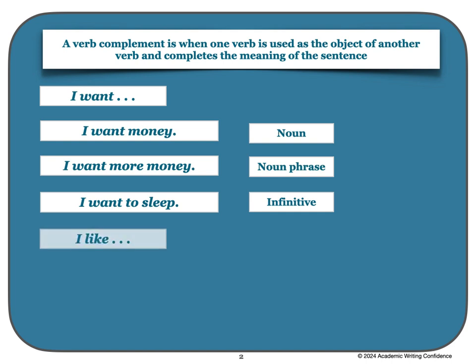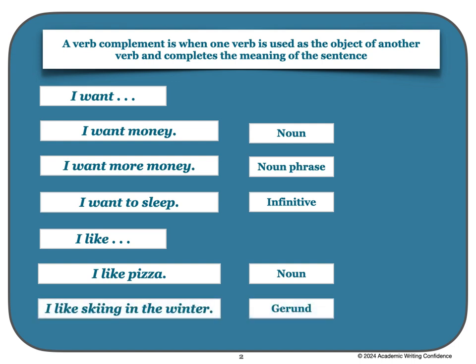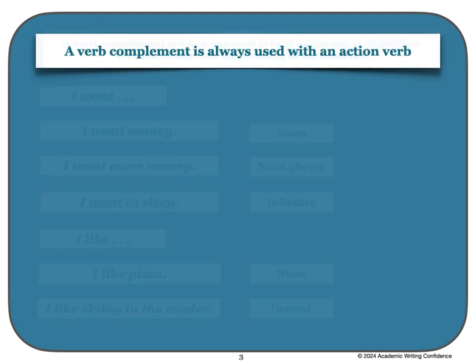Or if I said, "I like," you would not know what I like. I need to add a verb complement. I like pizza. Or I like skiing in the winter. These are all different ways that I could finish this sentence. So let's talk some more about verb complements.